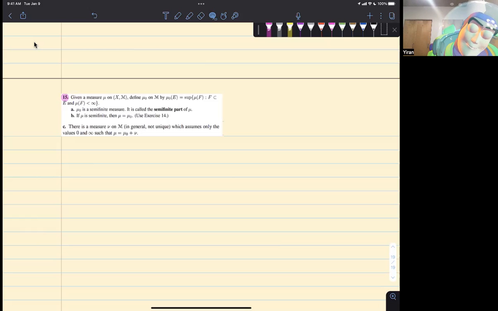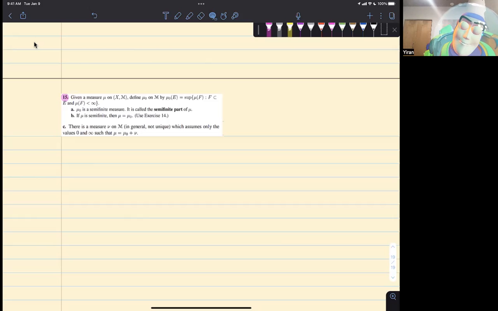Now define Fn to be equal to the union, j is equal to 1 to n, of Fj. So let's define Fn this way. Okay, and what do we have?